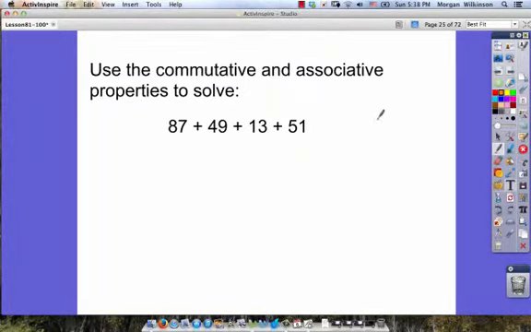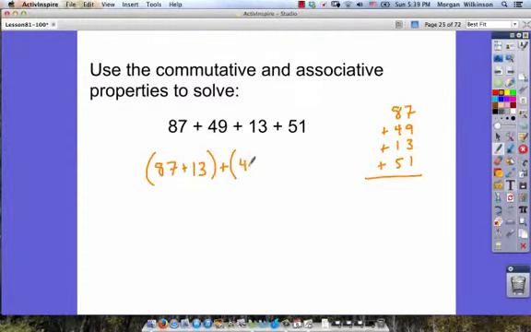Here we're told to use the commutative and associative properties to solve. Now this problem wouldn't be hard to do if we didn't use any properties. All we would do is say 87 plus 49 plus 13 plus 51, and then we'd solve. But there's a better way to do this problem. A better way to do this problem, using the commutative property in specific, would be to say (87 plus 13), we're going to do that first. And then we're going to say plus, and we're going to have another pair of parentheses, (49 plus 51).